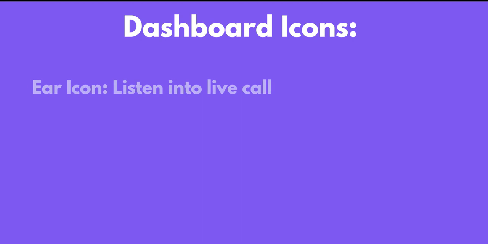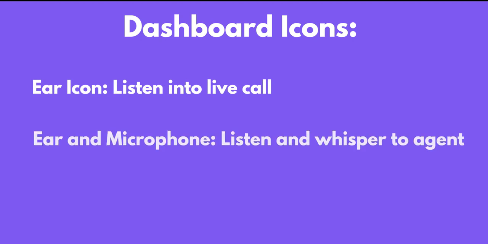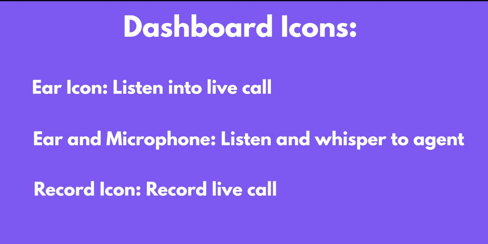The ear icon allows you to listen in on a live call, whereas the ear and microphone icon allows you to listen and whisper, which will give you the opportunity to speak to an agent on their call without the other party hearing. The record icon allows you to record a live call.